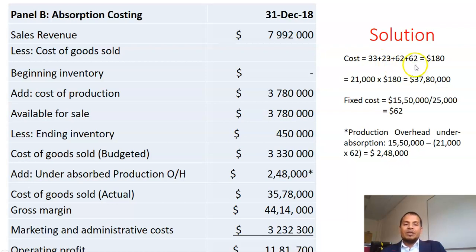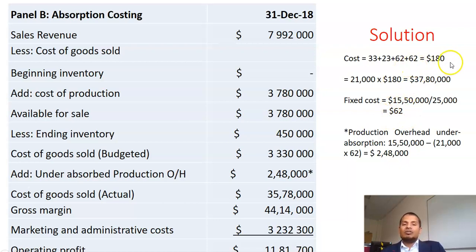Okay, so fixed production cost is also being added. So this is material, labor, variable overhead, and fixed overhead. The fixed overhead is fixed production overhead 1,550,000 divided by budgeted production units. The company budgets to expect to produce 25,000. So per unit budgeted production overhead cost is 62.